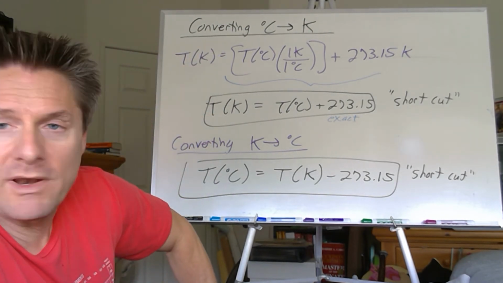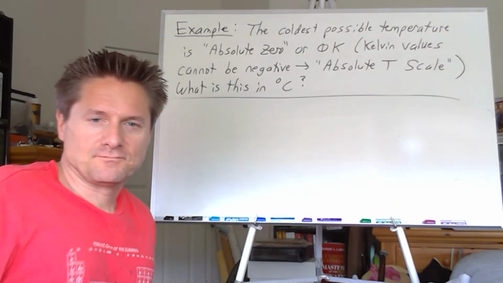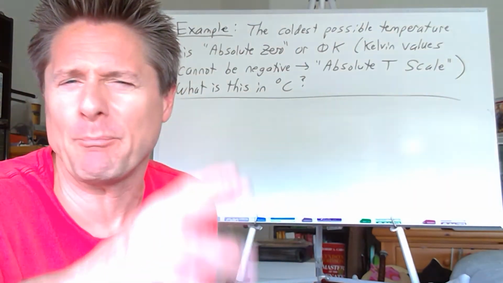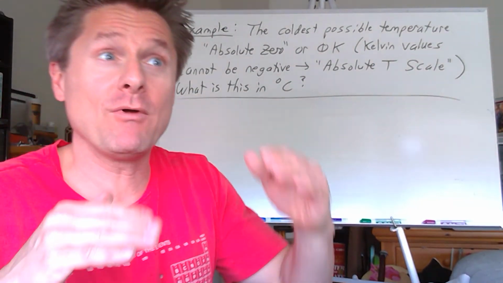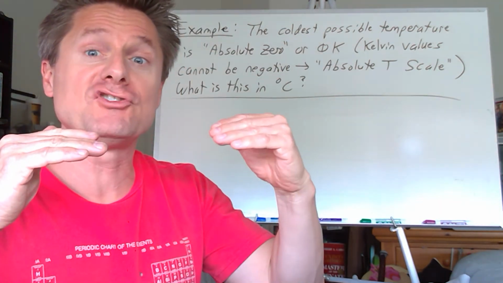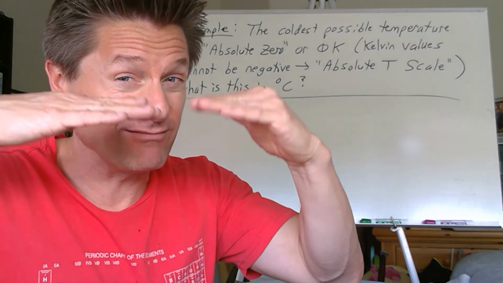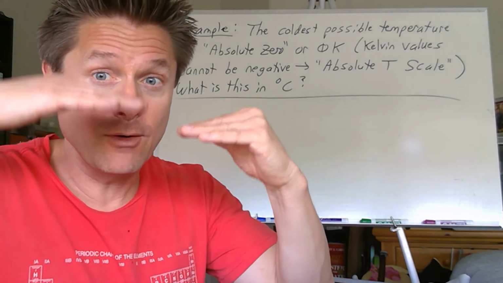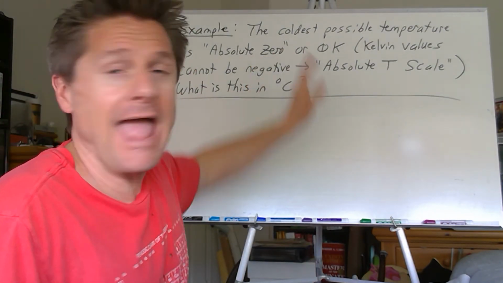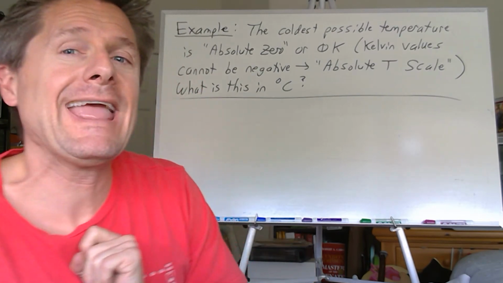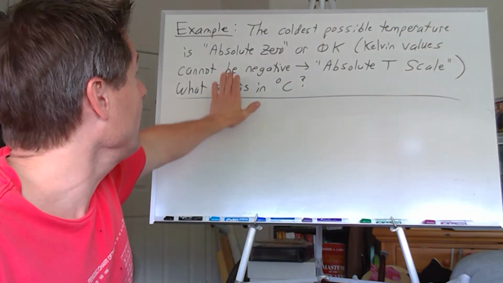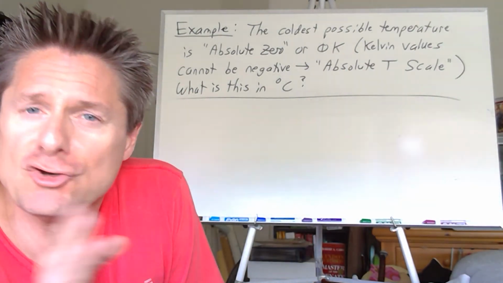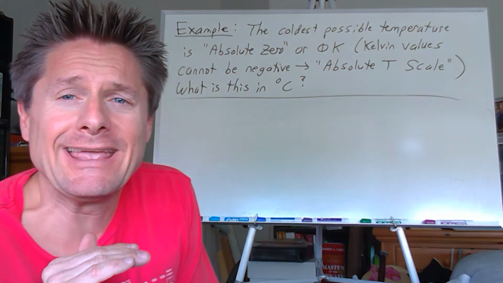So let's do one example and we'll be done with temperature. Here's an easy but kind of fun problem. What is the coldest possible temperature you can get? Since temperature is motion, the coldest you could get would theoretically be a lack of motion. No vibrations, no movement of atoms or molecules. Just nothing. That's defined as absolute zero or 0 Kelvin. So Kelvin cannot have negative values. This is why it's called the absolute temperature scale. All the values are positive, and the coldest you can get is 0.